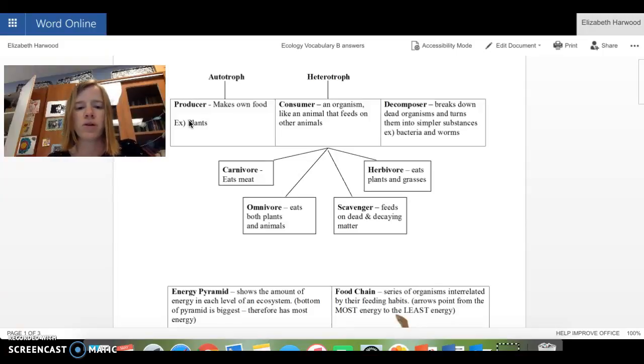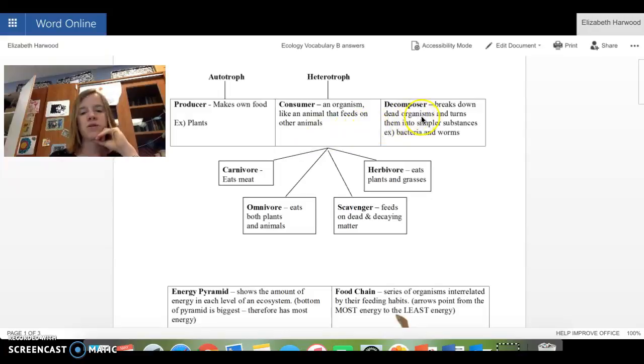Heterotroph is a consumer, which is an organism that feeds on other animals, and this is like an animal. We are consumers. So, you think about consumption, consuming. That's what this is. So you can underline that, and consuming means to eat. So if you wanted to write "consume, eat" down at the bottom here.